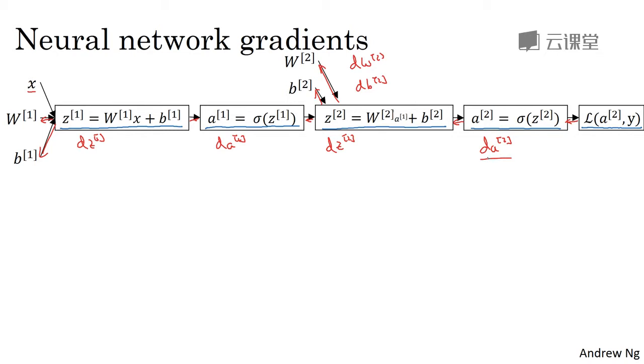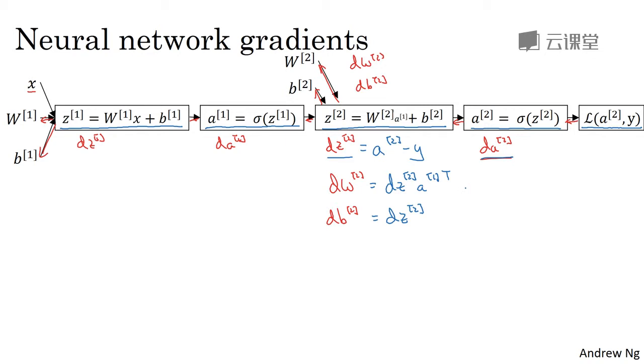If you want, you can actually compute dA2 and then use that to compute dz2, but in practice, you could collapse both of these steps into one step, so you end up that dz2 is equal to a2 minus y, same as before. And I'm going to write dw2 and db2 down here below. You have that dw2 is equal to dz2 times a1 transpose, and db2 equals dz2.